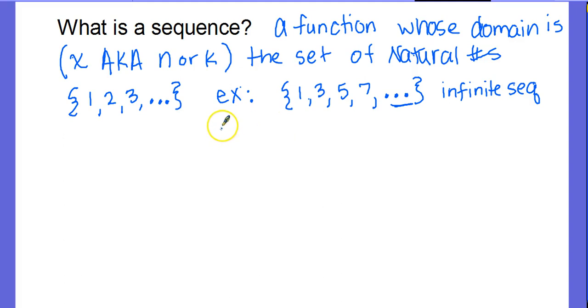Another example could be the set of numbers -2, 4, -6, 8. No ellipsis. No ellipsis. What do you think that would be named? It's certainly not infinite. Drop the prefix. It's what we call a finite sequence.